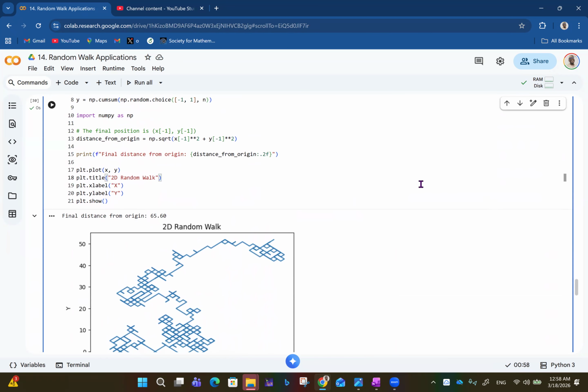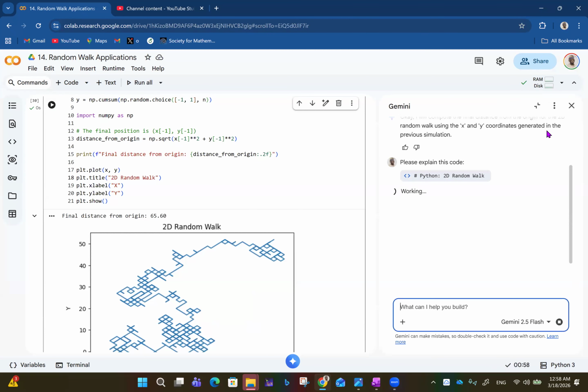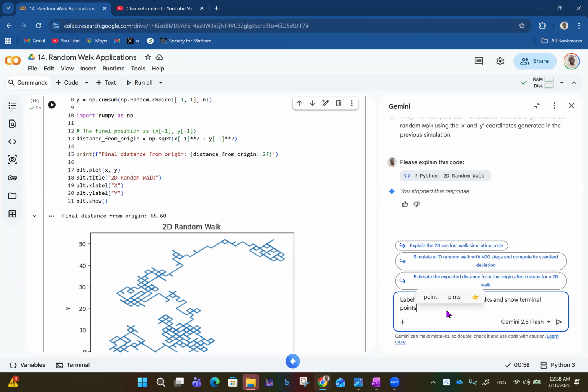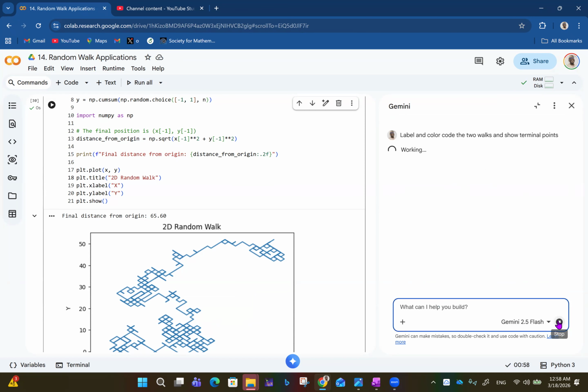I also want to see the color coding. So I want to color code the distances, or the walks. I say: label and color code the two walks and show terminal points. That's the kind of thing we saw for the 3D random walk in the previous video, I think.